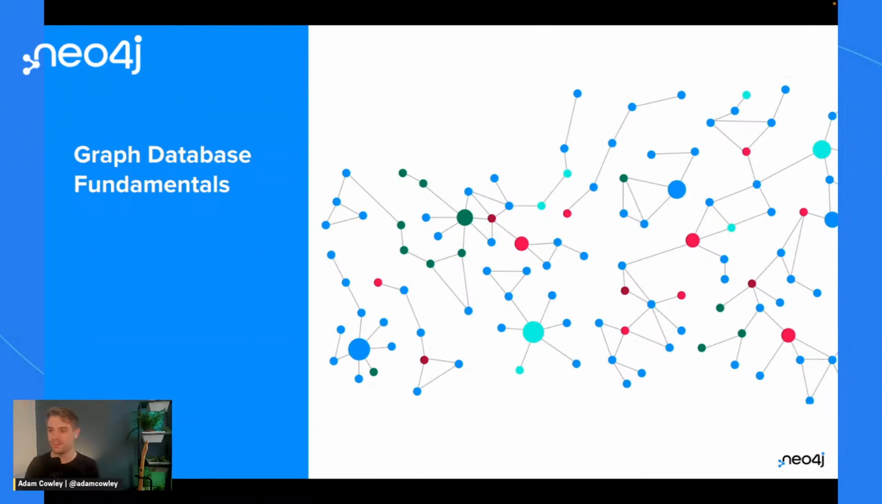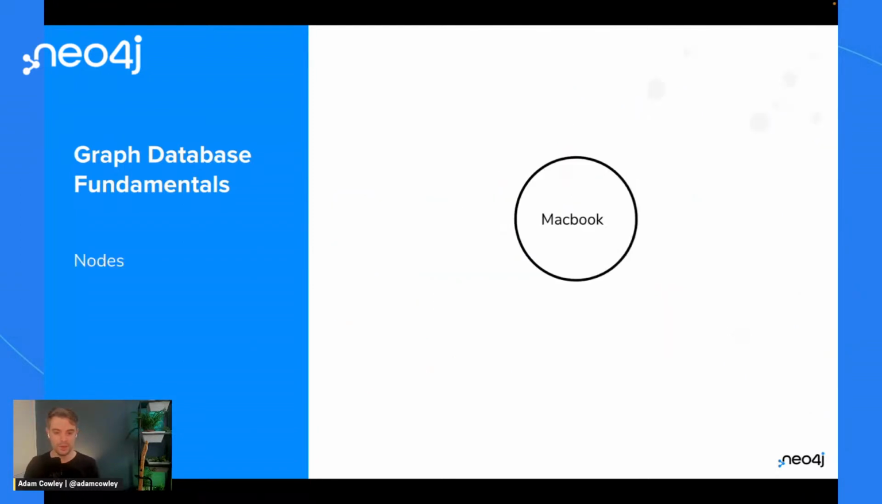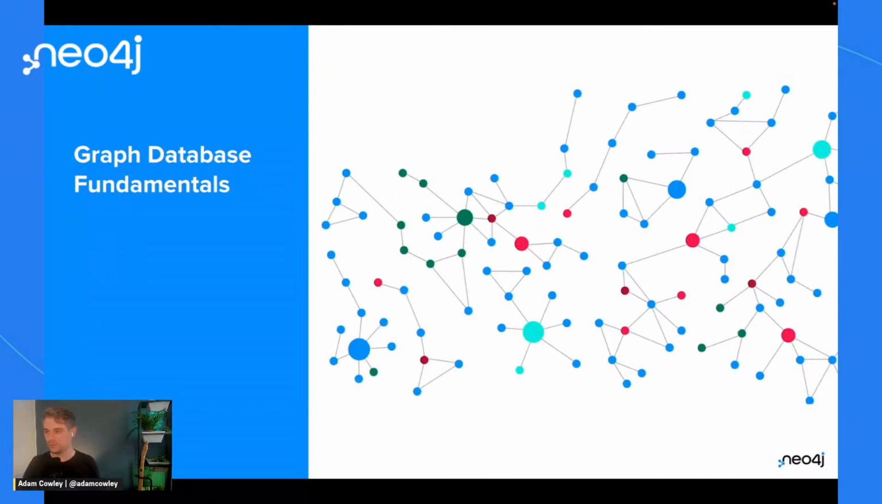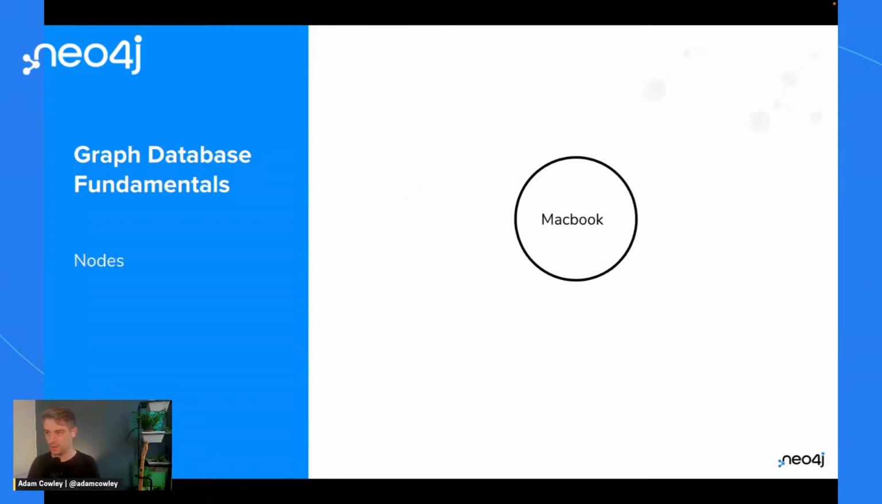Let's see where we go. In this diagram, we've got circles and we've got arrows connecting them. This is the structure of a graph. Graphs essentially consist of nodes, and these nodes represent things. They represent entities. In this case, it's a MacBook. It could be a product, it could be a car, it could be a location.